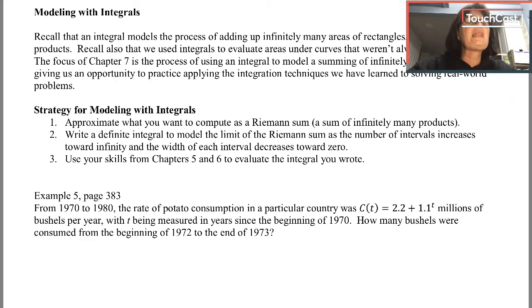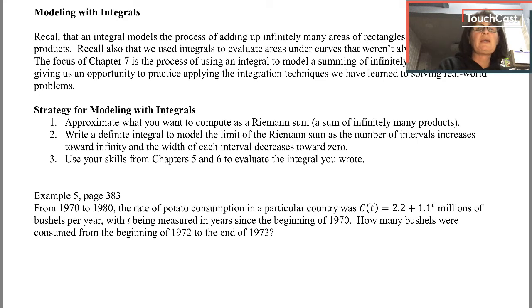If you have a quantity you want to find the value of, and you can write it as a product, even though the function you're trying to find the area under changes, just imagine finding the area under a teeny tiny part of the curve and adding it to the area under the next teeny tiny part of the curve. That's what an integral does for us. So if you can think about what you want to find as a product and then think of it as a Riemann sum, adding up a bunch of those products, then we can translate that Riemann sum into a definite integral. So here's an example.